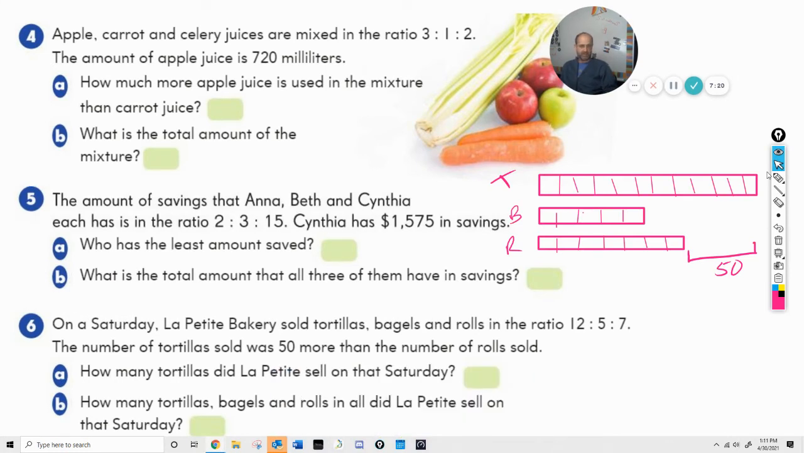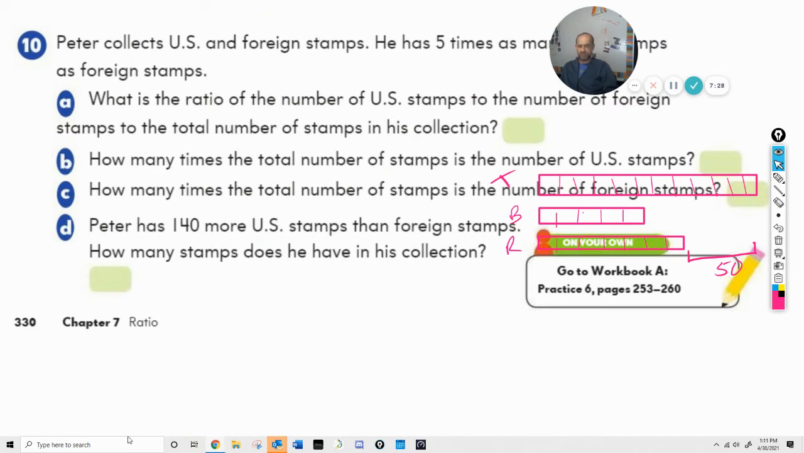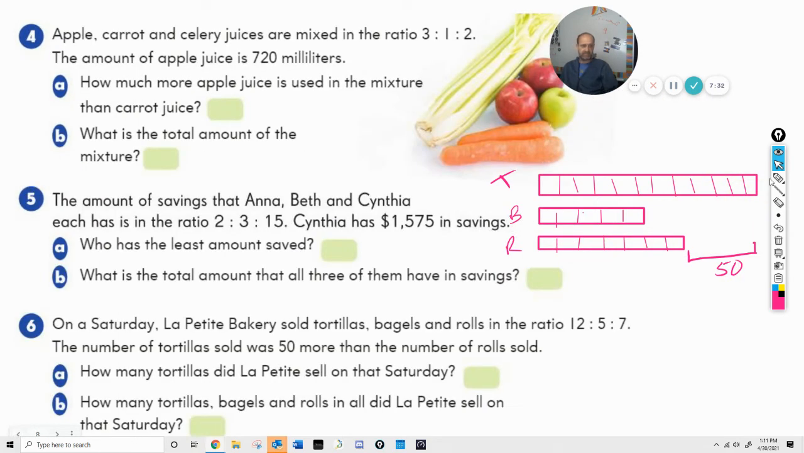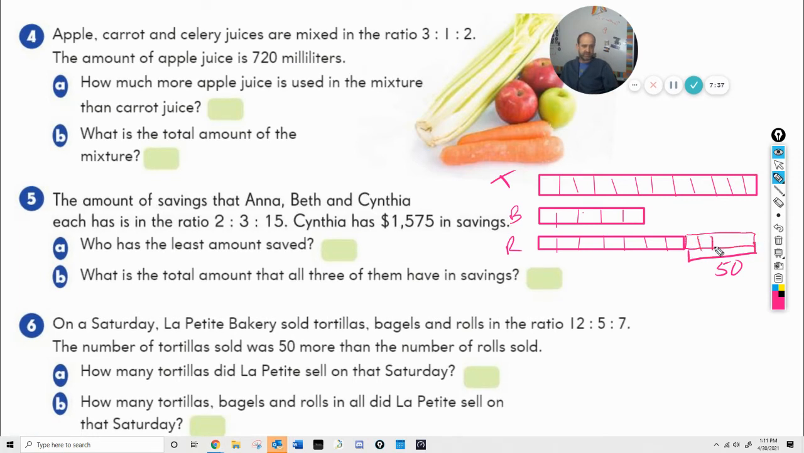It says, all right, you ready? The number of tortillas sold was 50 more than rolls. There were 12 units of tortillas, 7 units of rolls. This means this 50, whoa, that's a lot of problems. This 50 actually represents 5 units, 5 missing units right there. So now that tells us that each unit is 10.